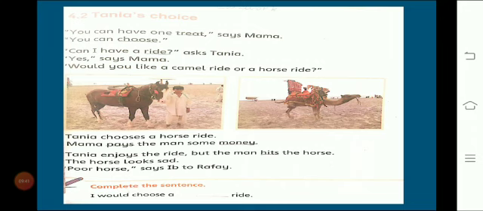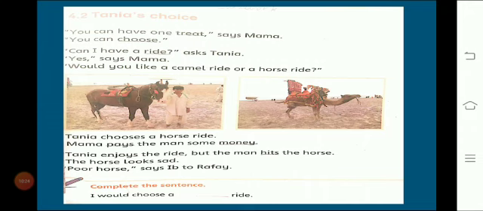And have you underlined these words? Very good. Now, Mama has given the choice. She has asked Tanya that you can have one treat and you can choose something. So, Tanya wanted to have a ride. So she said, can I have a ride, and Mama said yes, and then Mama gave her two options, whether you can have a horse ride or a camel ride, and Tanya chose one thing. Which ride has she chosen? She chose the horse ride. So Mama paid some money to the man, the owner of the horse. Tanya enjoyed very much, but the man hit the horse and it made her feel sad.